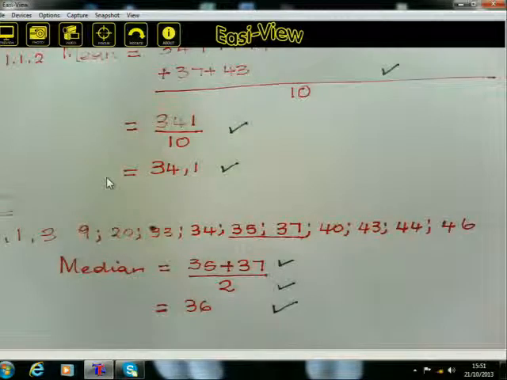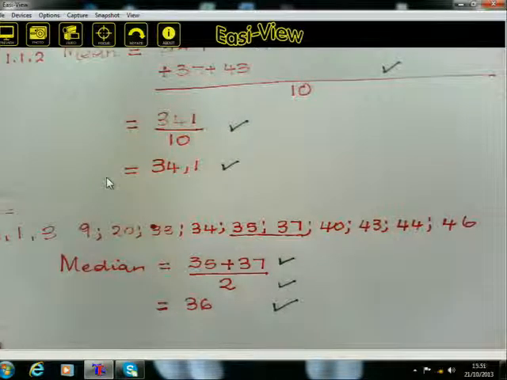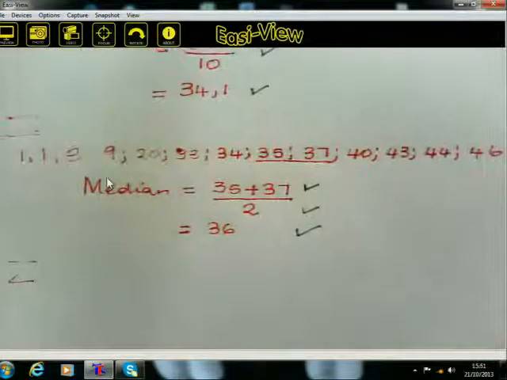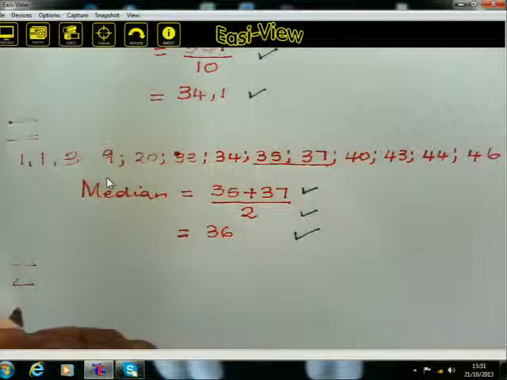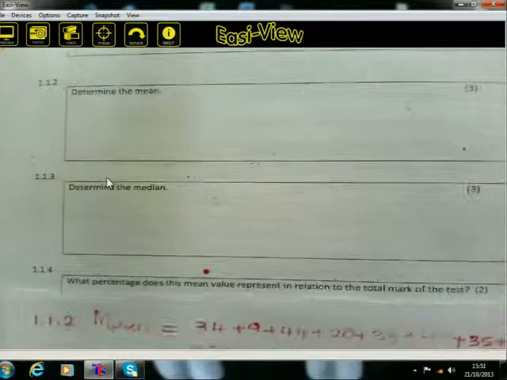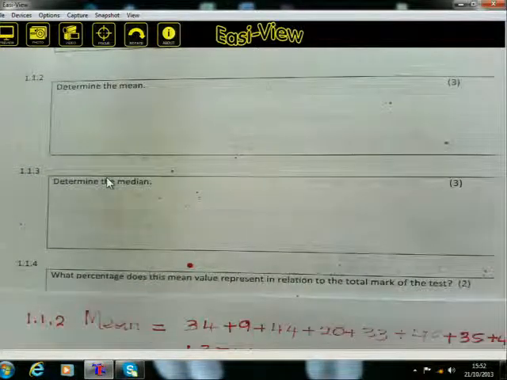Remember, I said whenever you're answering any question in Maths Lit, we are encouraging you to skip a line. Skip a line, then we are moving to 1.1.4. Let us check the question for 1.1.4. Let us read it together.